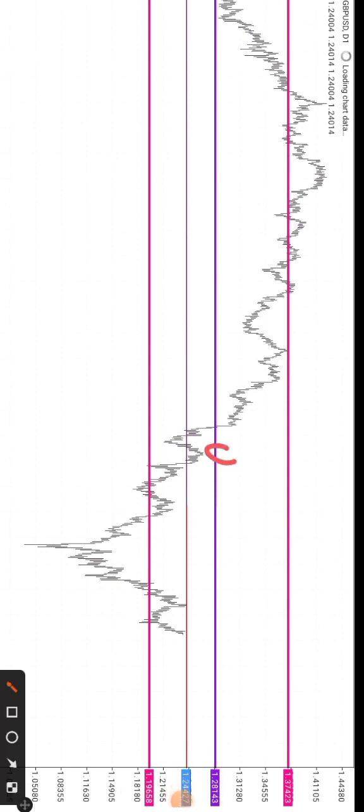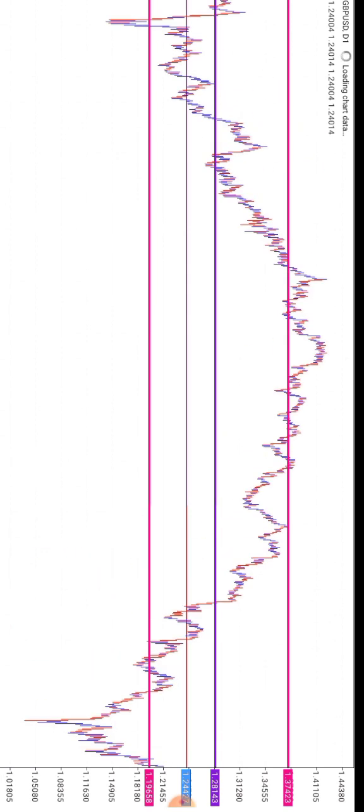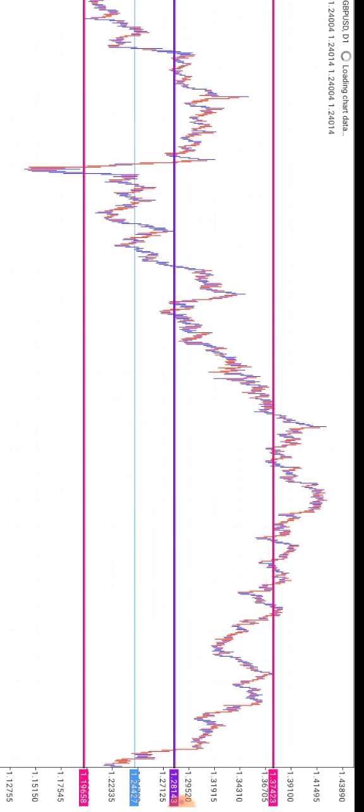It almost tested the level here again, but this is actually another level. This right here is a minor level. You can see price almost testing it there again. So that is a minor key level. Let's look for more levels. We don't want to complicate everything, so we are just looking for the major levels.